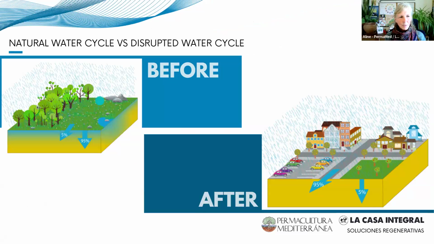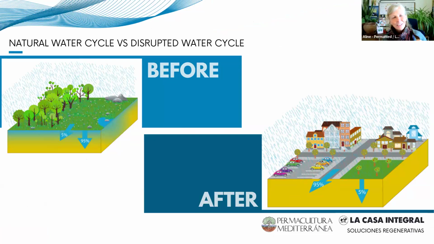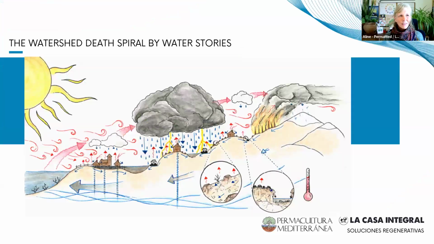Because this was originally what was happening in the water cycle. When it rained, water would infiltrate almost 100%. Only 5% maybe would run off. Nowadays, we have the opposite scenario. 95% runs off quickly over our cement, over asphalted streets, over hard pan roads, compacted soils, and maybe only 5% will make it back into the aquifers and into the soil and actually infiltrate. So we are dealing with the watershed death spiral, as the people at Water Stories call it.